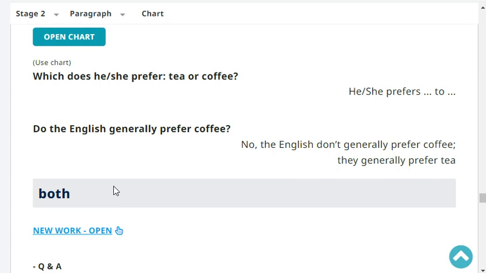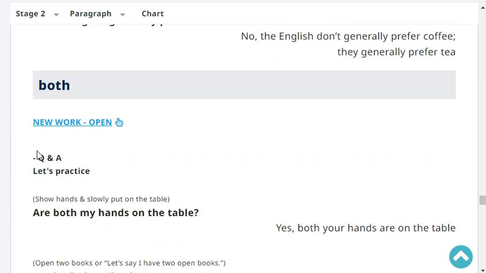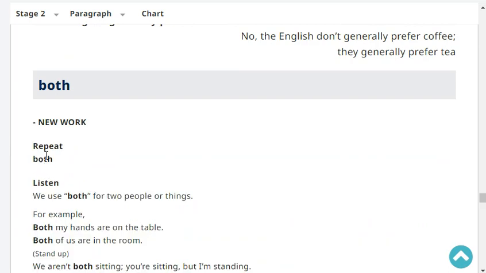Very good. Do the English generally prefer coffee? No, the English don't generally prefer coffee. They generally prefer tea to coffee. Very good.